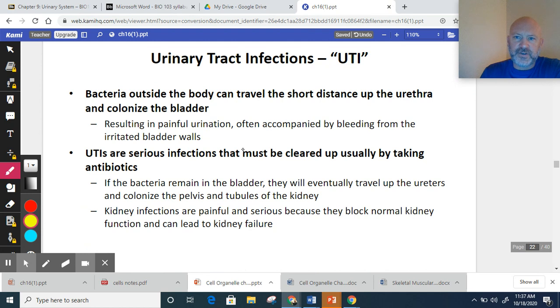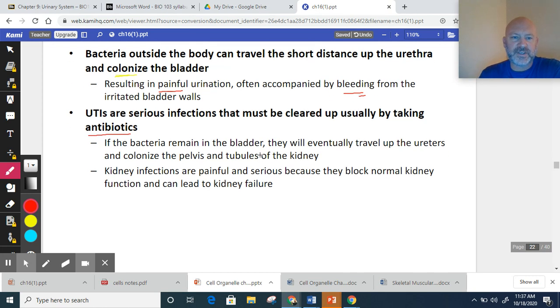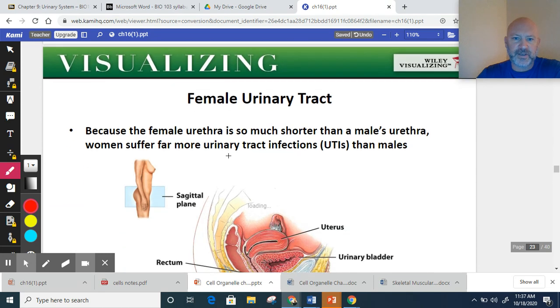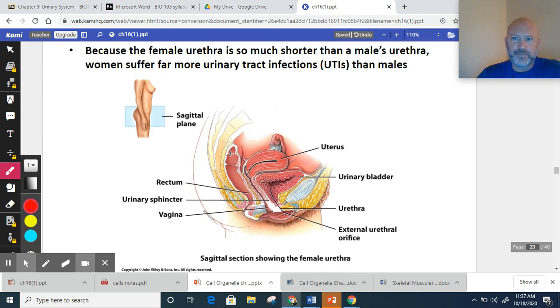UTIs would be urinary tract infections. This is when bacteria from outside the body can travel up the urethra and form colonies in the bladder. This results in pain, especially while urinating, or bleeding. Usually taking antibiotics could clear up UTIs. And women are more susceptible to UTIs, and the reason is because the urethra is much shorter in women and more likely to reach the bladder.